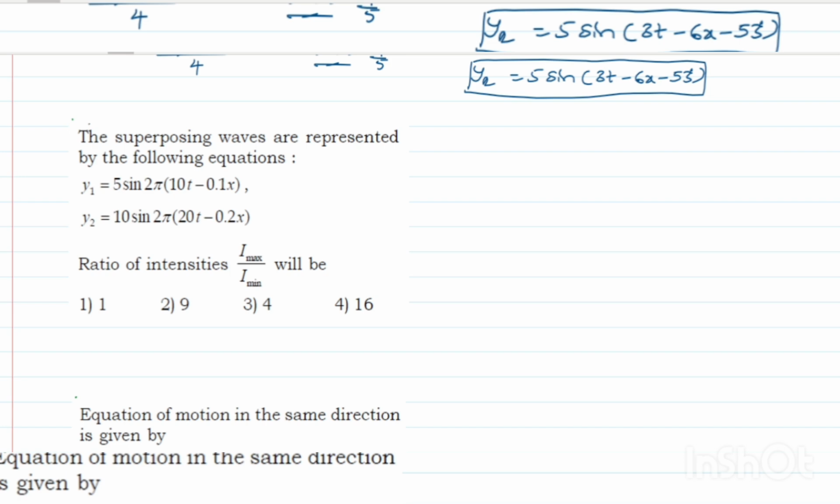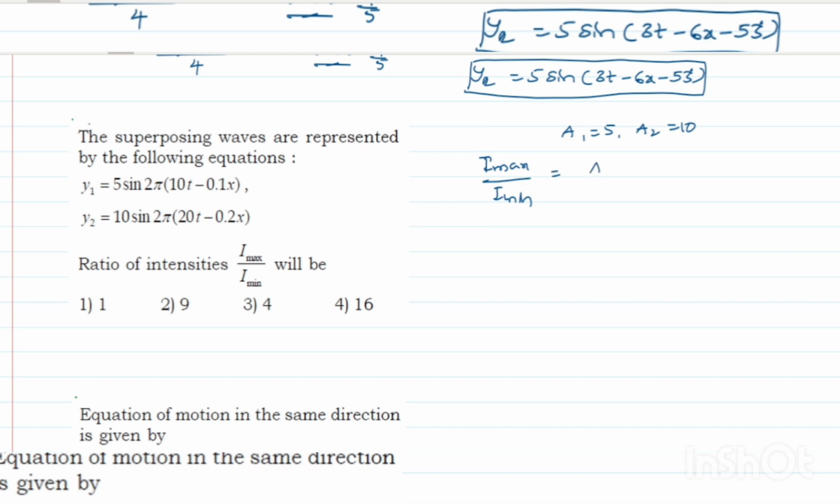The ratio of the maximum to the minimum intensity is what they are asking, students. Here, maxima to minima means I maxima by I minima. The first amplitude is given as 5, and the second amplitude is given as 10.